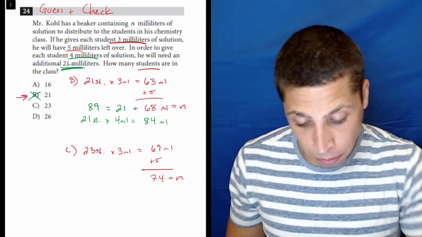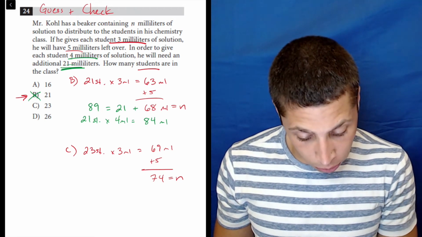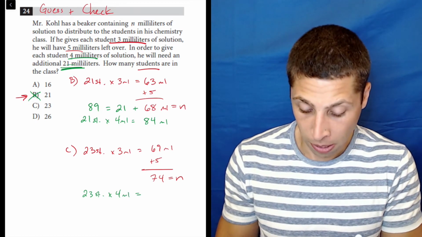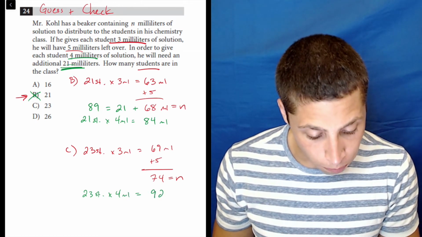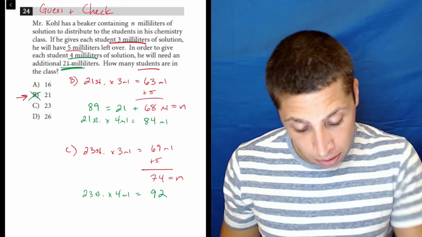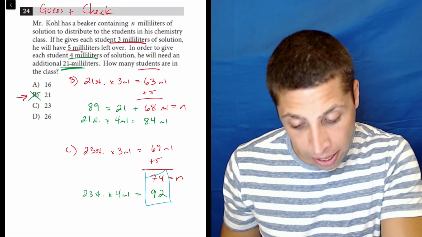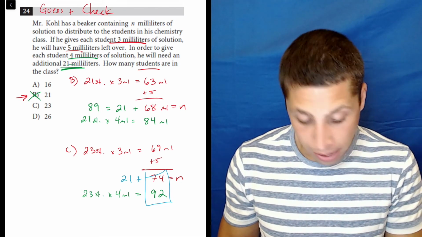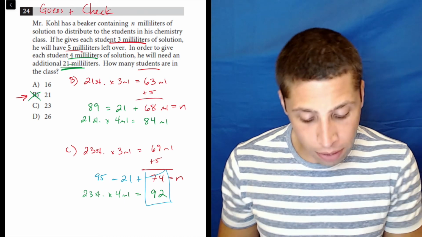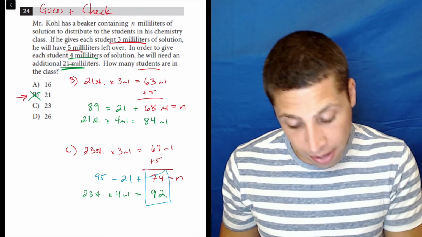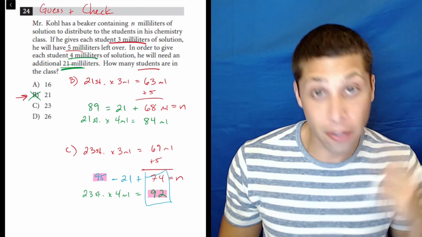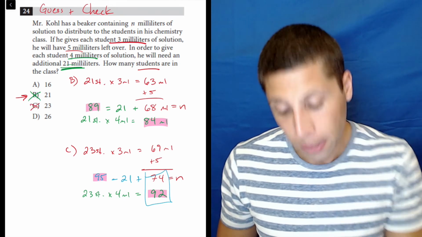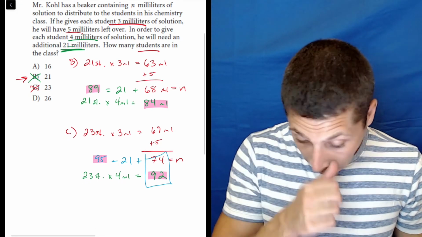But let's do the same thing we did before. I'm going to even switch colors. We still need to do 23 students times the 4 milliliters, and that is 92. And what's the difference between 74 and 92? Or better yet, if we add in those 21, 74 plus 21 is 95. Different, right? So that's the key, is this number and this number need to be the same, and they're not. Before, same problem. So C is also wrong. It's not enough students. So we got to keep going.